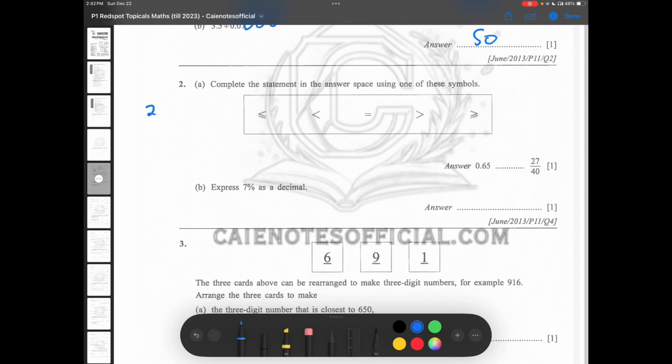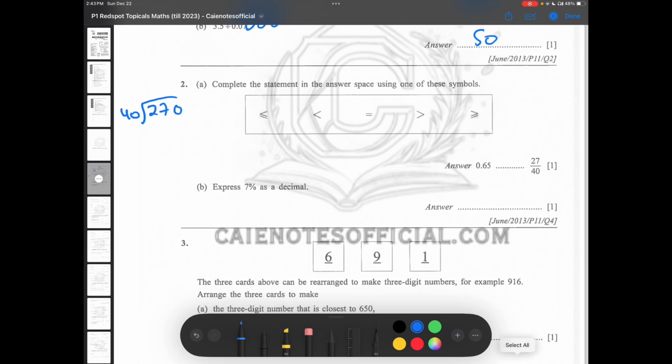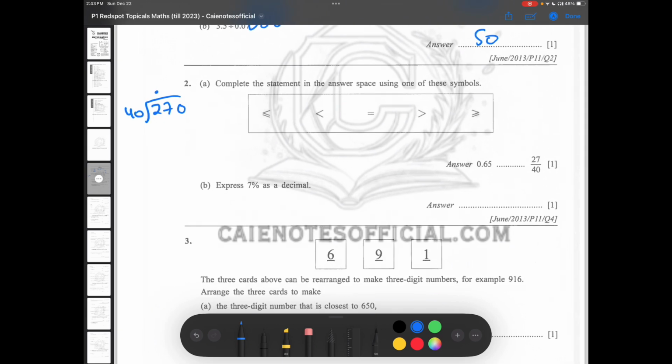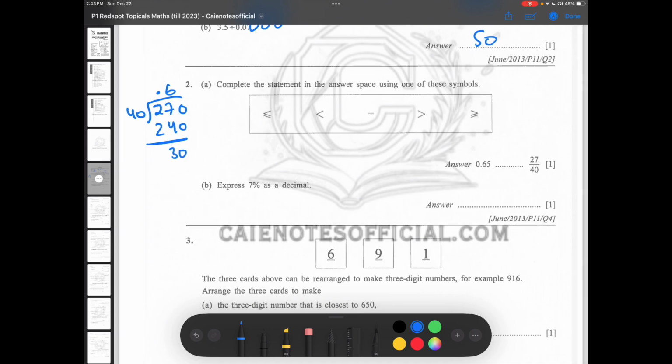So I will write 27 divided by 40. As you can see, 27 is a smaller number, so we will place 0 over here, and if I'm placing 0 over here, I will have to place a decimal in the answer. So now 270 divided by 40. I will have to multiply 40 by 6. This becomes 240. 270 minus 240 is 30. And now I will place one more 0.